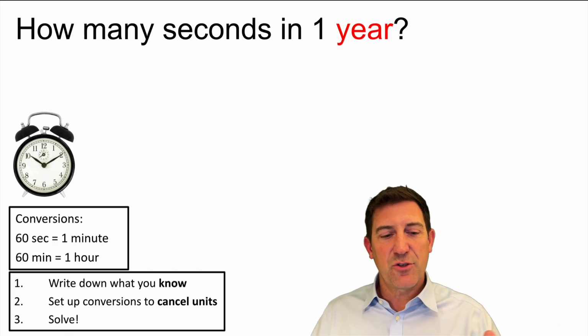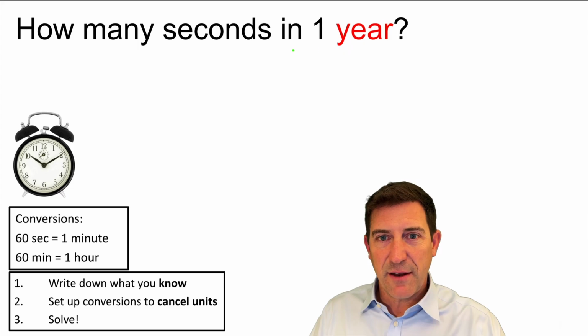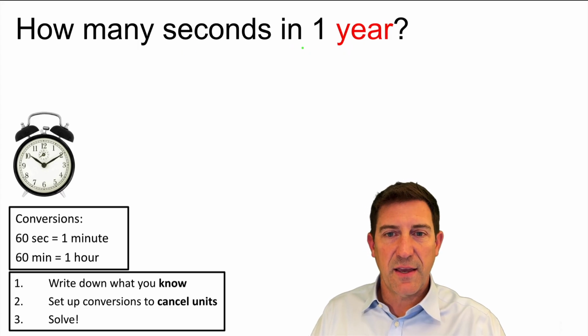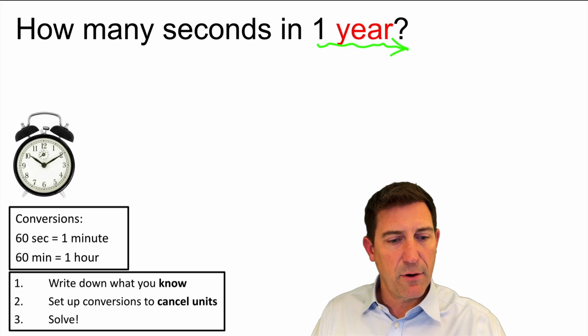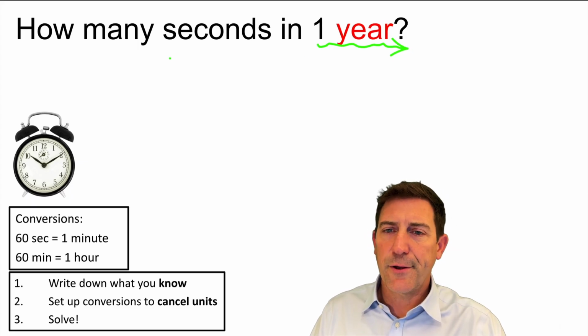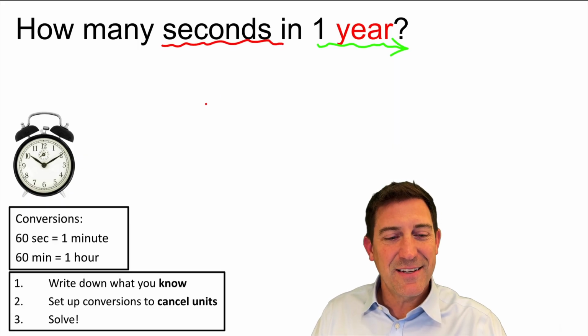Let's expand on this just a little bit. We write down what we know. Notice this is just a little bit different. We're going to go through the same process. Nothing ever changes. Now we have 1 year. I'm not really sure why that's an arrow, but that's kind of cool. I'll leave it as an arrow. And we're trying to turn that into seconds.